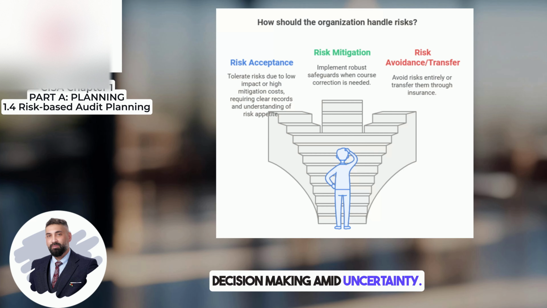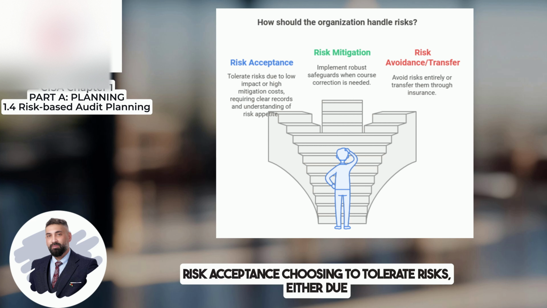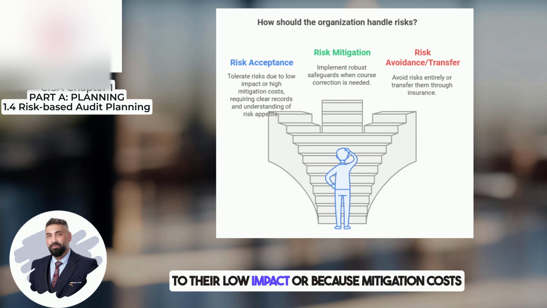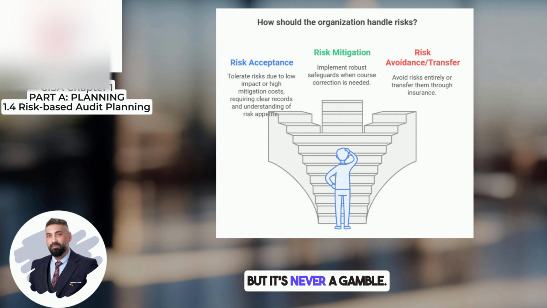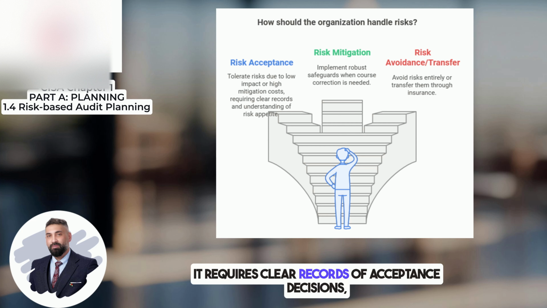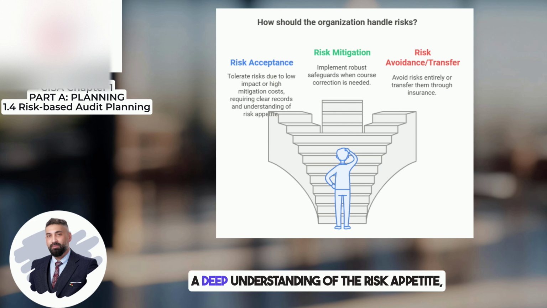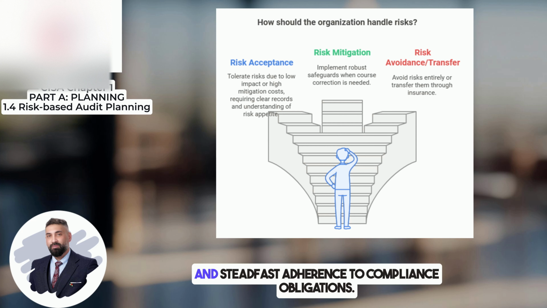Decision-making amid uncertainty. Sometimes the decision isn't about fixing risks, but about choosing to live with them. Risk acceptance, choosing to tolerate risks either due to their low impact or because mitigation costs outrun benefits, may be the best business choice. But it's never a gamble. It requires clear records of acceptance decisions, a deep understanding of the risk appetite, and steadfast adherence to compliance obligations.